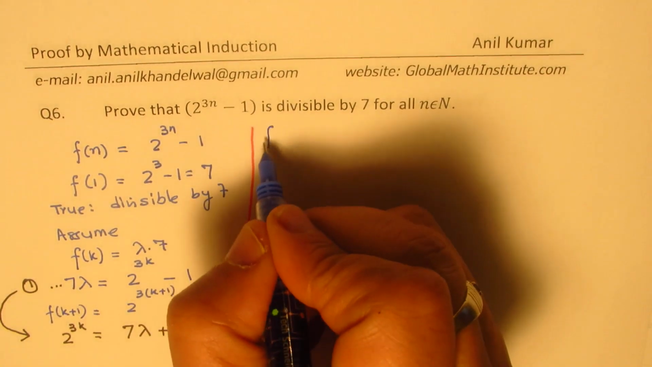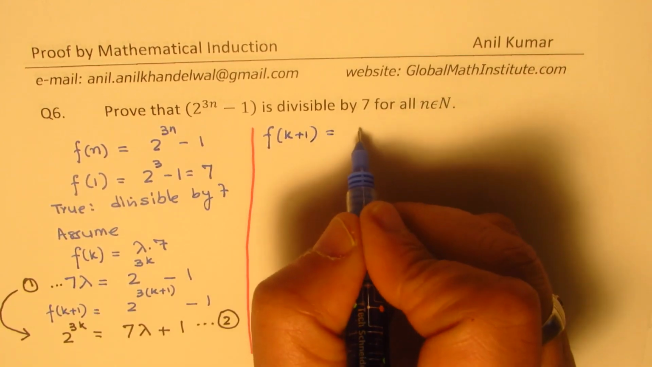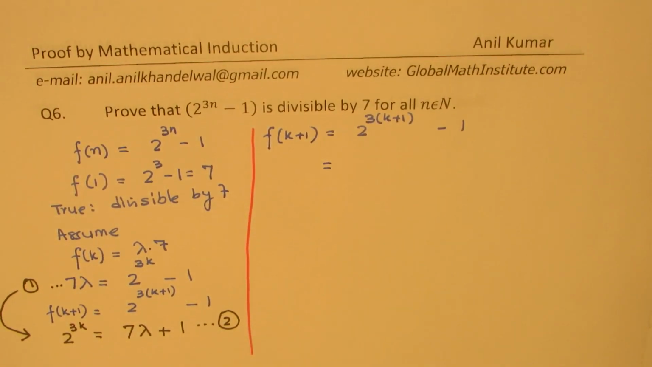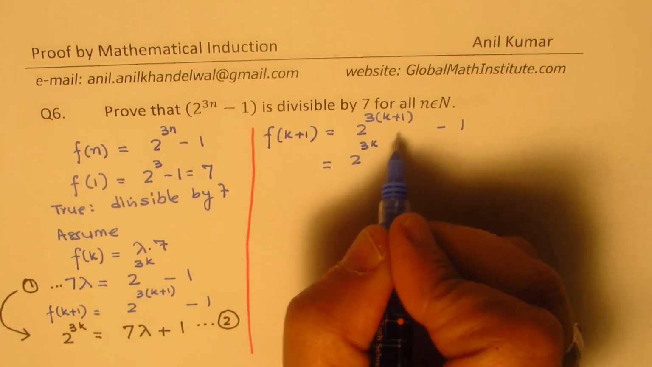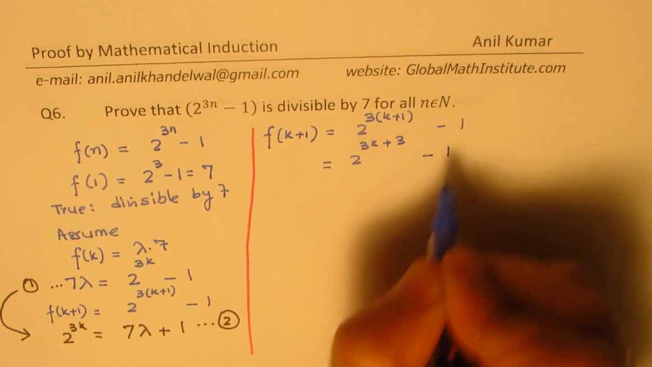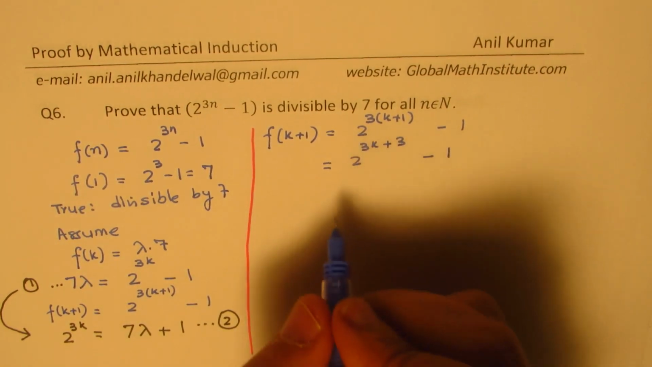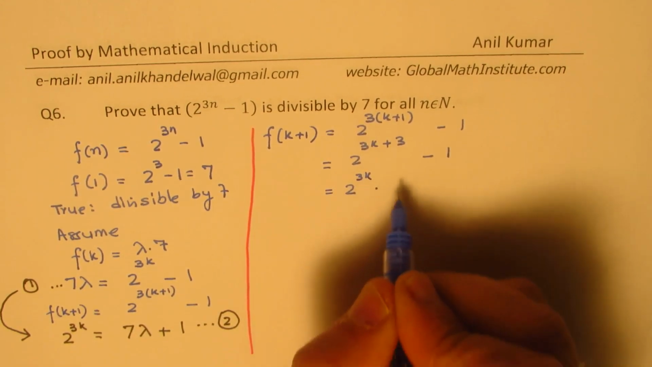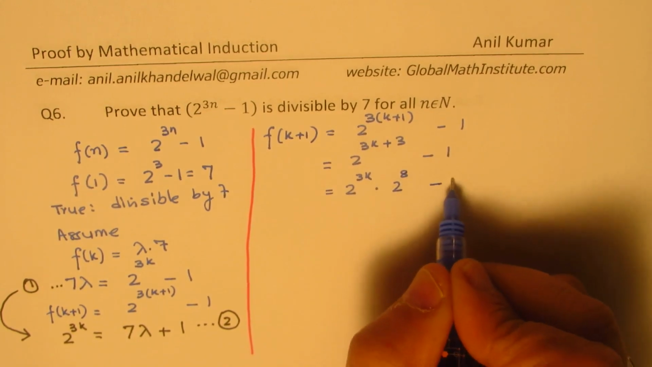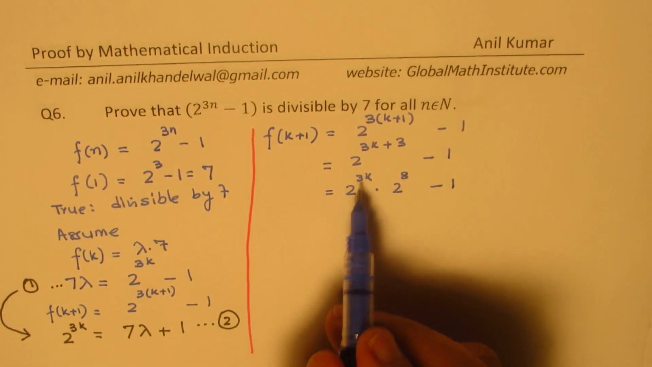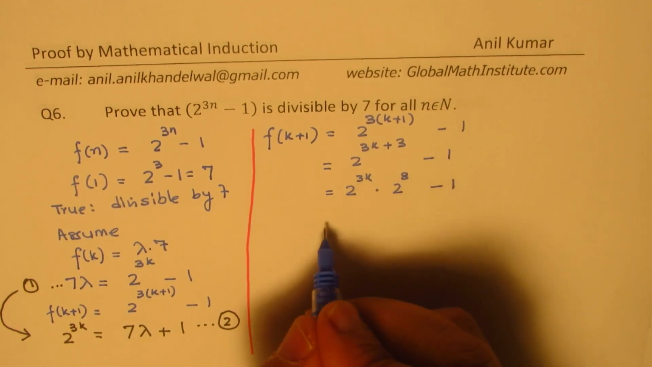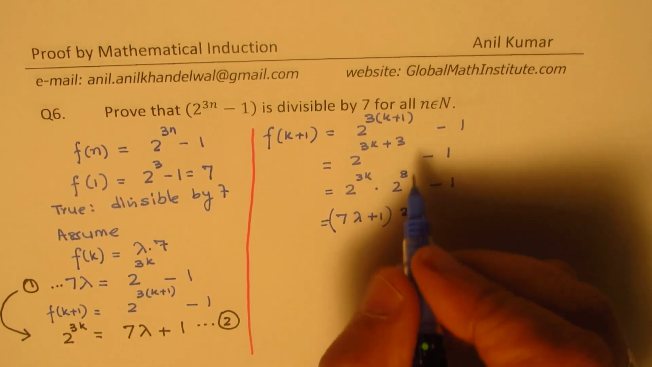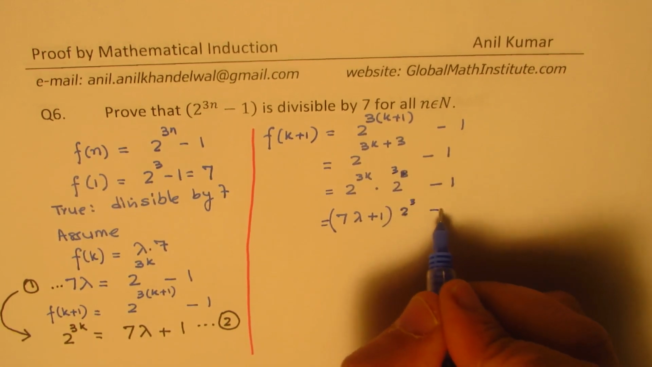So what we have here is f of k plus 1 is equals to 2 to the power of 3 times k plus 1 minus 1, right? So let's expand this. So we get 2 to the power of 3k plus 3 minus 1. Now, which is equals to 2 to the power of 3k times 2 to the power of 3 minus 1. Now 2 to the power of 3k we have written as 7 lambda plus 1. So we'll write this as 7 lambda plus 1 times 2 to the power of 3, which is 8, minus 1. Correct?